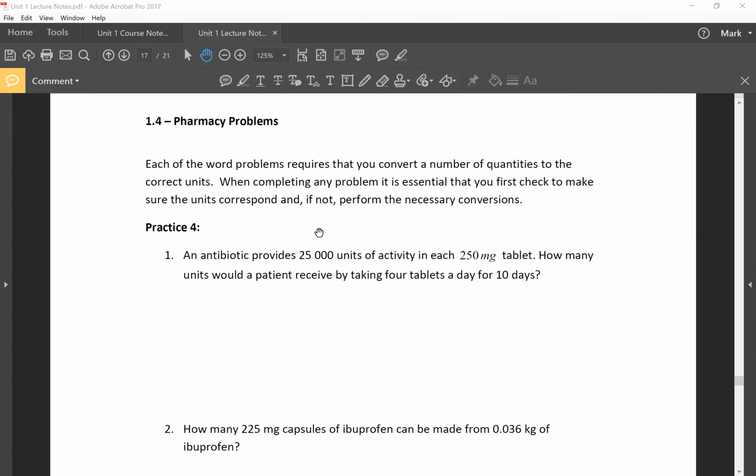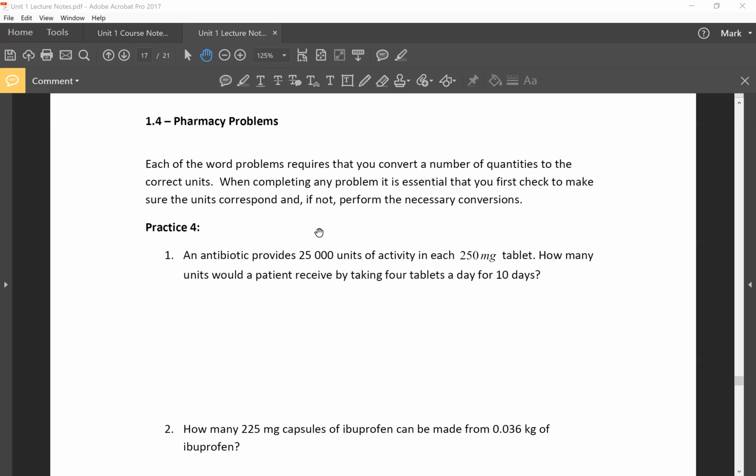I do promise you that I'll try to keep the word problems, I don't want to say simple, but I'll try to use language that is easy to read. This problem is a good example of this. There's no extra information. There's nothing too confusing about this. Maybe the part on units of activity, but that would be a pharmacy term anyways.